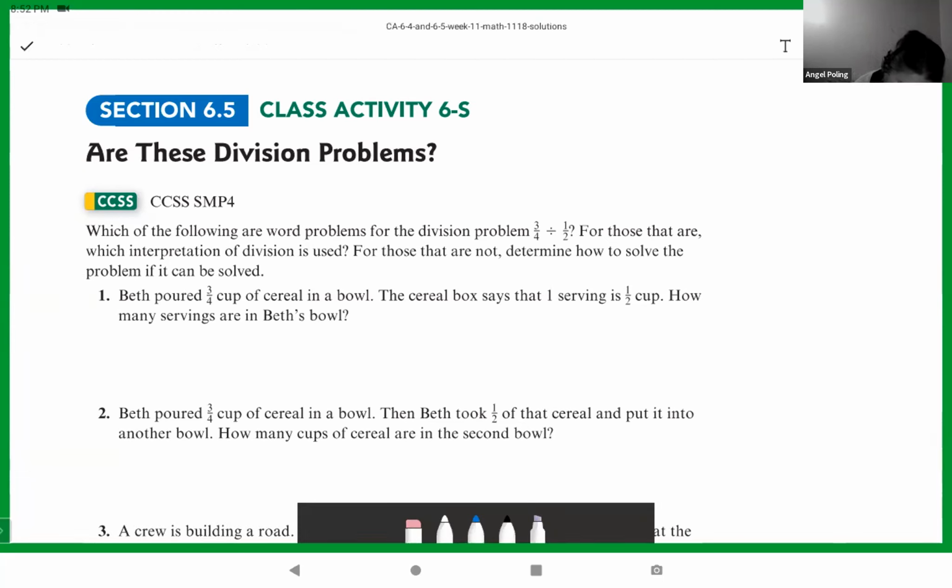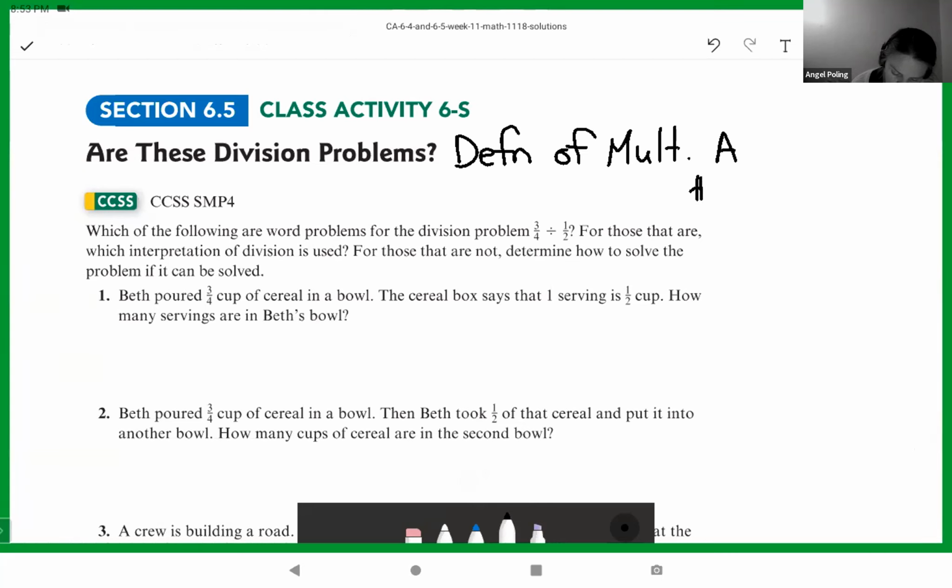All right, so we're going to be using the definition of multiplication. So let's go ahead and write that down. Which is, we have A, number of groups, times B, number of items per group. And the book uses the units.